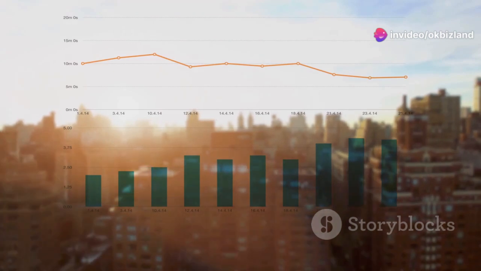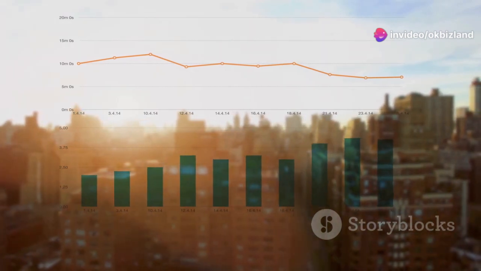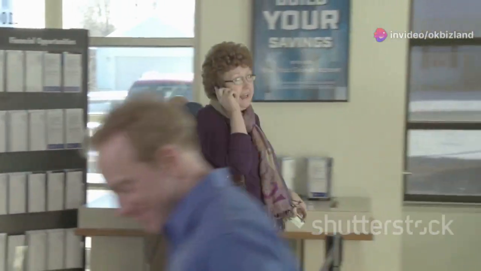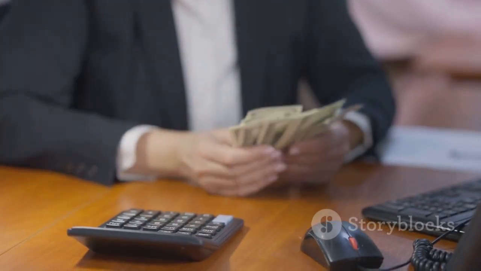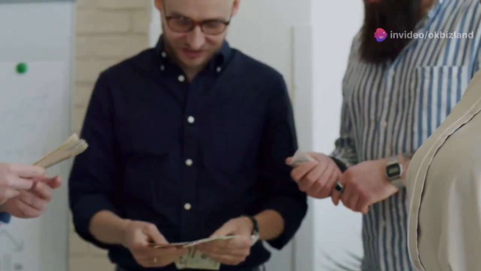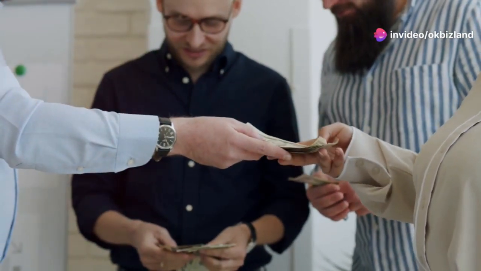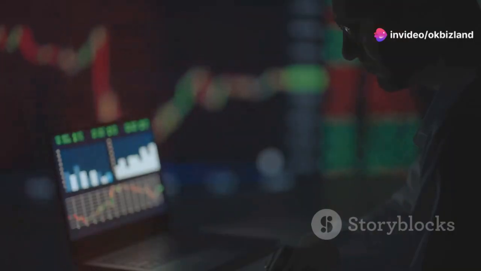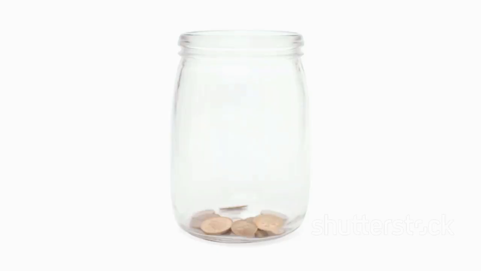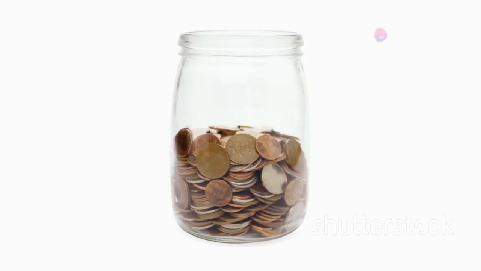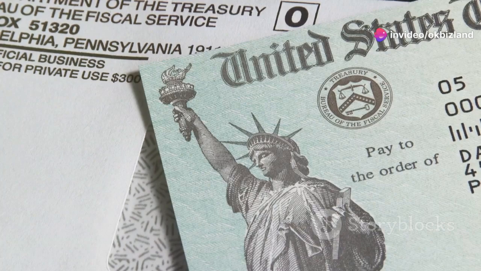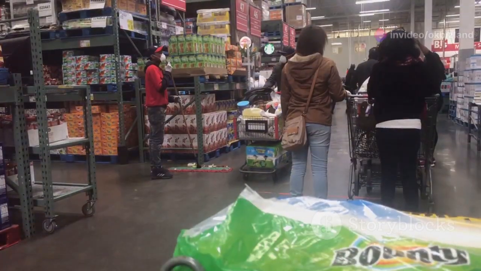M1, on the other hand, saw a significant surge during the pandemic. This was partly due to the reclassification of savings accounts, but also because people and businesses favored liquidity amidst economic uncertainty. It's like everyone collectively decided to keep their money close at hand, just in case. But the real star of the show has been M2. This broad measure of the money supply has expanded rapidly, fueled by increased savings and, more importantly, massive government stimulus. This rapid expansion has raised concerns about inflation as more money chases the same amount of goods and services.